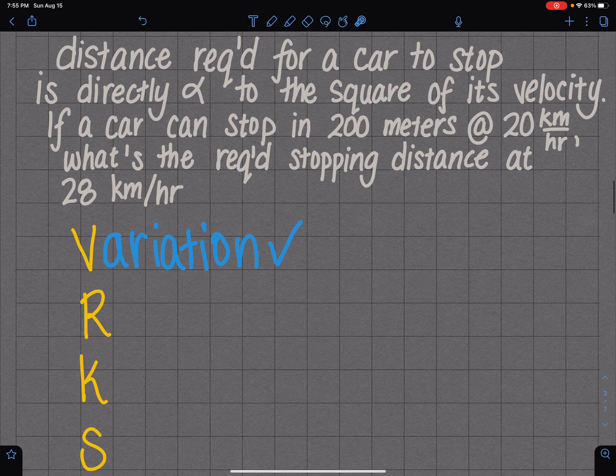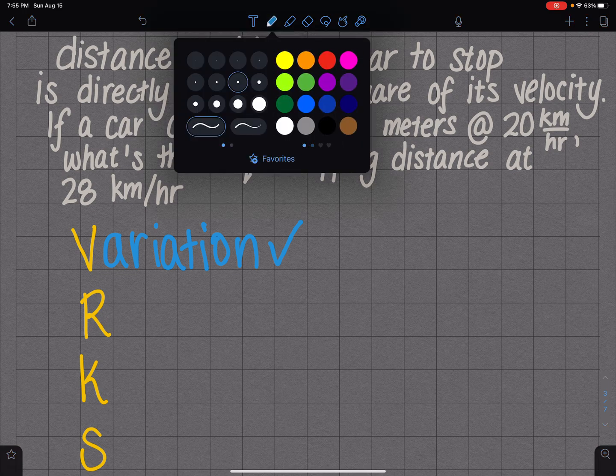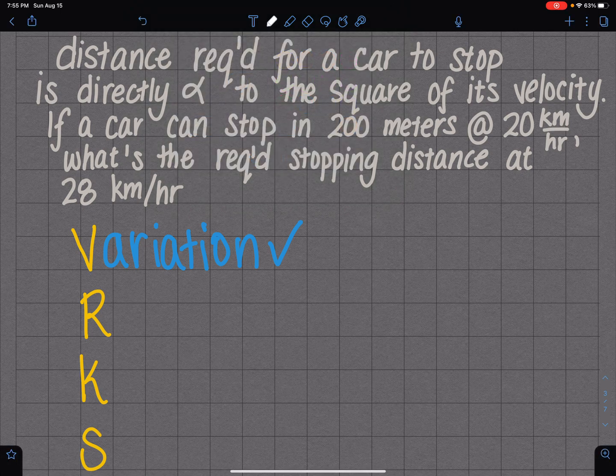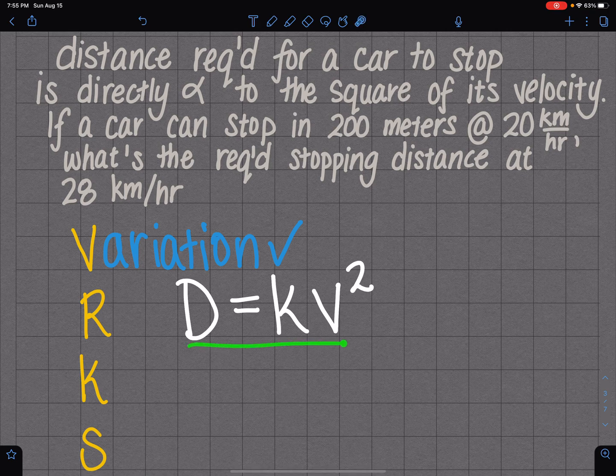Now, I have to read it a couple times to make sure I write the correct equation. Let me get a nice bright color. So, the distance required for a car to stop is directly proportional, so there's going to be no fraction, to the square of its velocity. And then there's going to be a constant. And then read it again while you look at your equation to make sure you got it right. The distance required for a car to stop is directly proportional to the square of its velocity. Perfect.